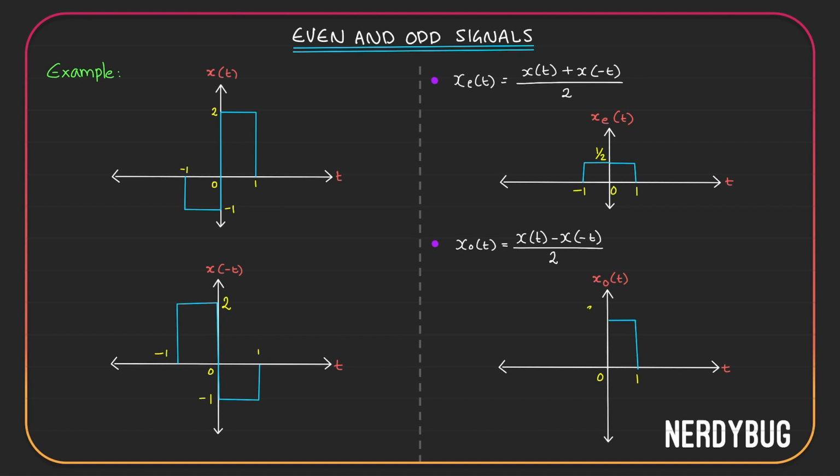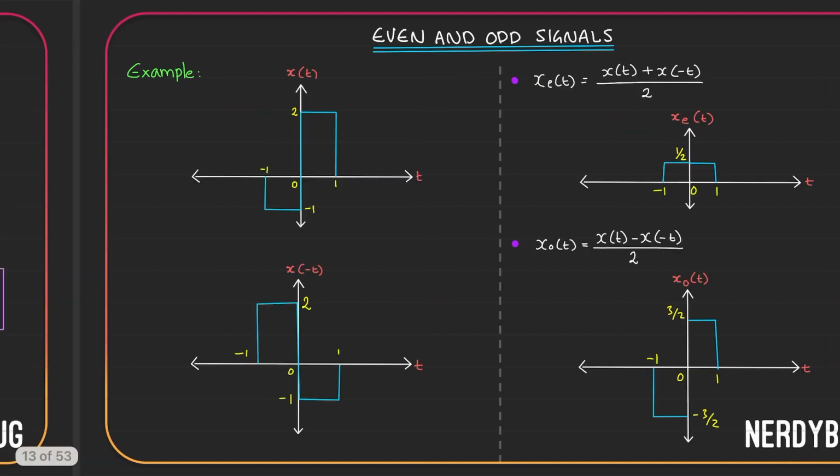3 by 2. On the left hand side, x of t is minus 1. X of minus t is plus 2. What we want is x of t minus x of minus t. That is minus 1 minus 2. That is minus 3. And then we have to divide it by 2. So what we get on the left hand side is minus 3 by 2. So over there it looks something like this. Minus 3 by 2. So these are the odd and even components.